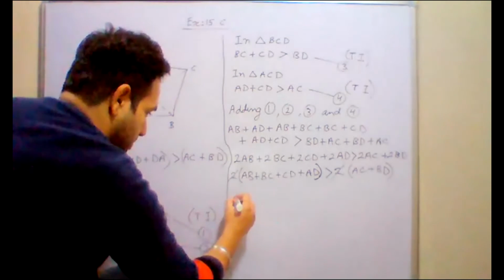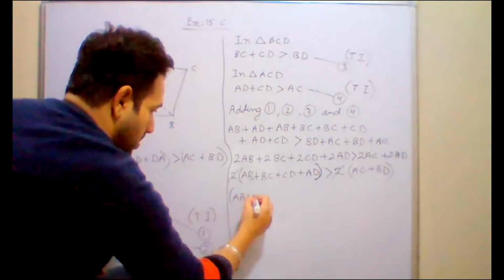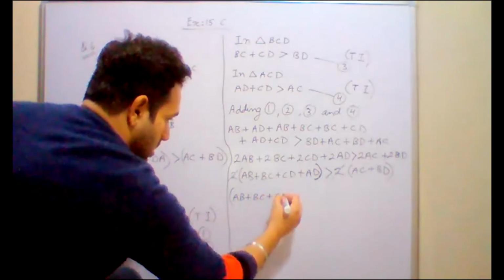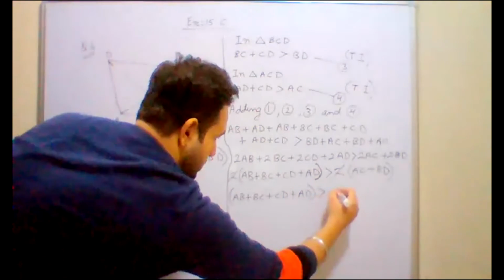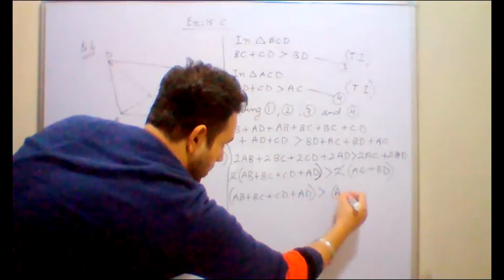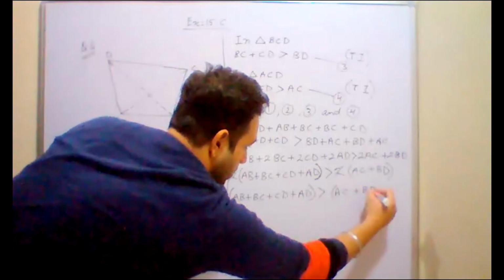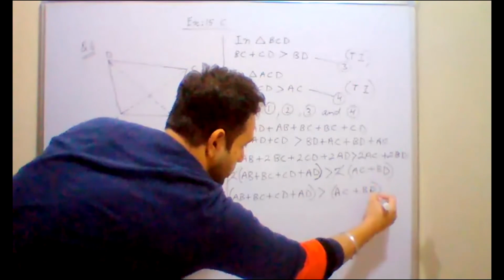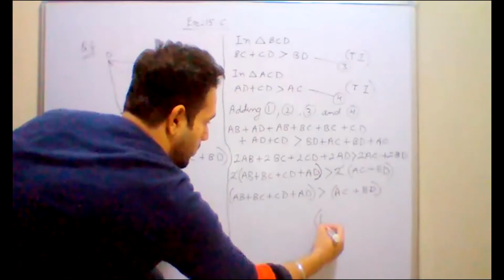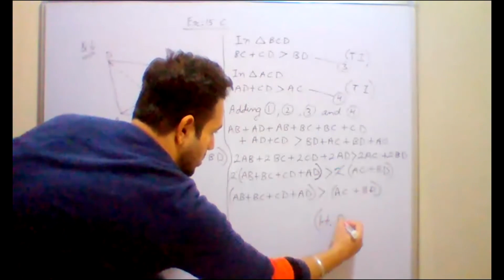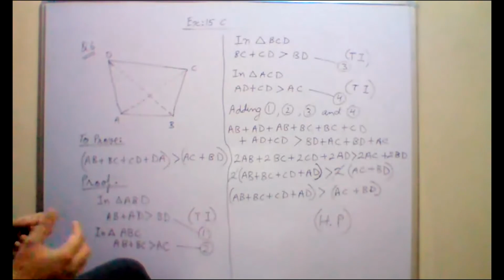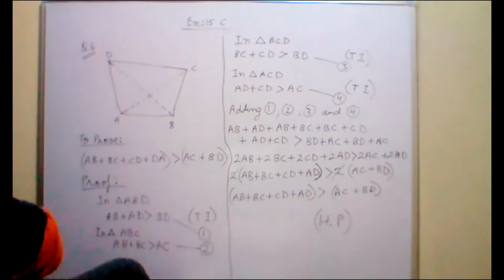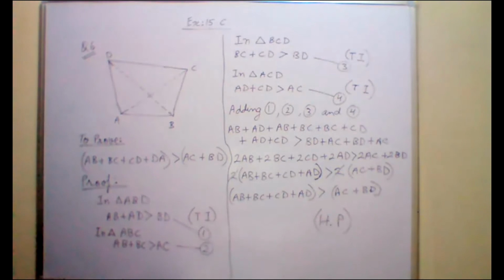So what is left? AB plus BC plus CD plus AD is greater than AC plus BD. This is what you had to prove. Hence proved. Clear? All of you? Yes, sir.